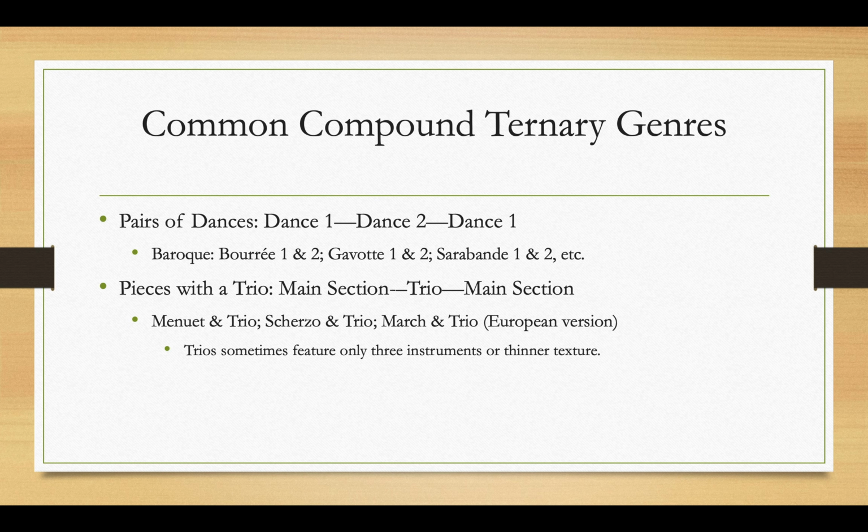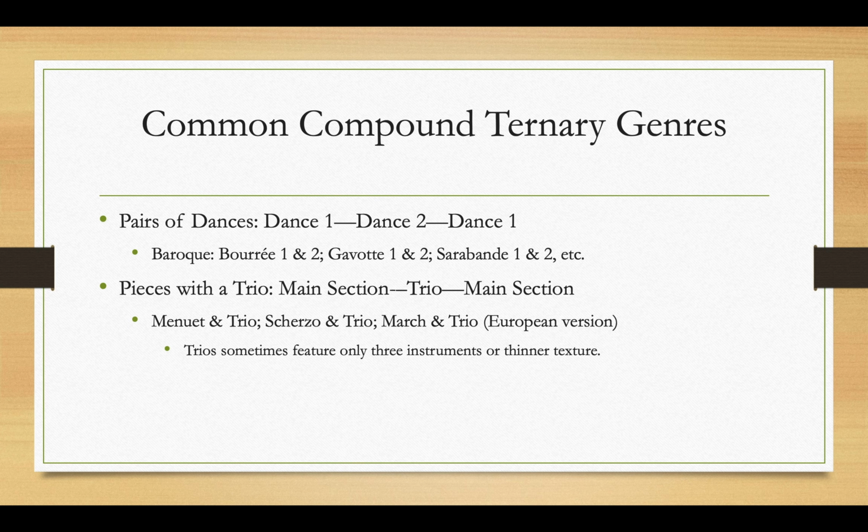Trios sometimes feature only 3 instruments or a thinner texture. Originally, they literally did only feature 3 instruments, hence the name. But as the name caught on with other genres that don't necessarily have more than 1 instrument, for example, keyboard pieces that have a trio, or larger works that have many instruments in the ensemble, it's just represented by having a thinning of the texture. So in any event, usually the trio, especially if we're talking about a minuet in trio and a scherzo in trio, will have a much lighter, thinner texture. This is not necessarily the case for a march in trio, though it is not uncommon to have at least a softer dynamic and a slight thinning of the texture at the beginning of a trio.